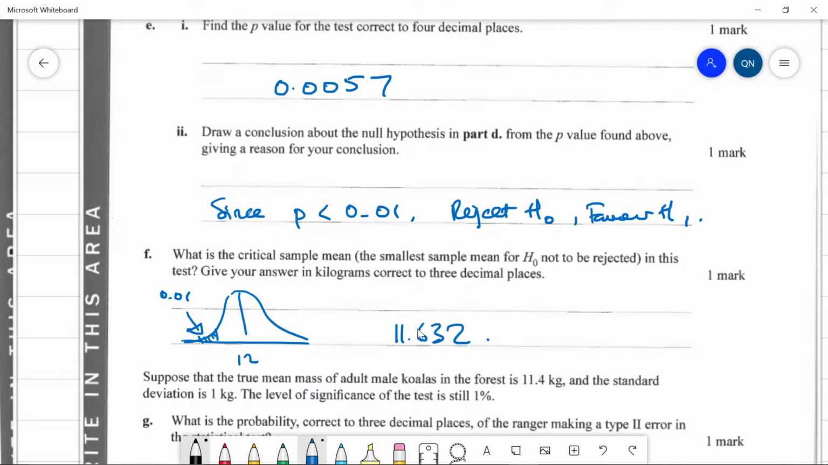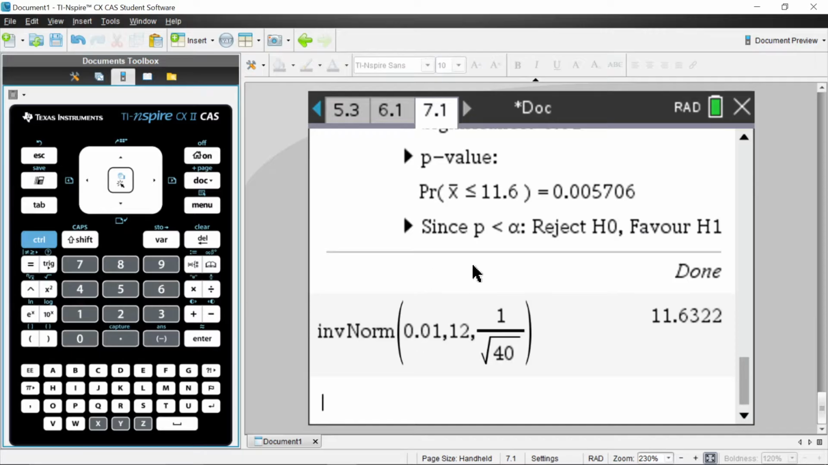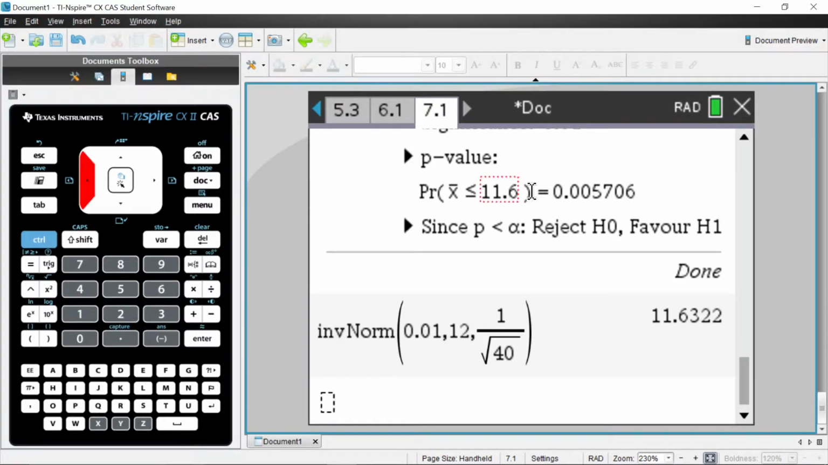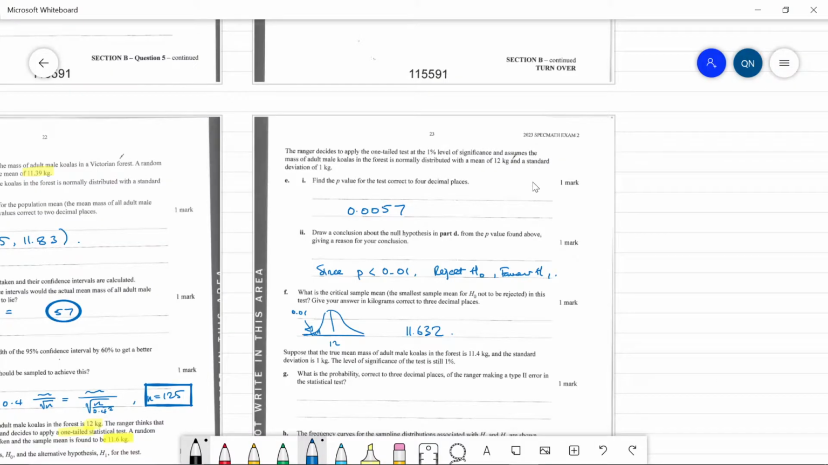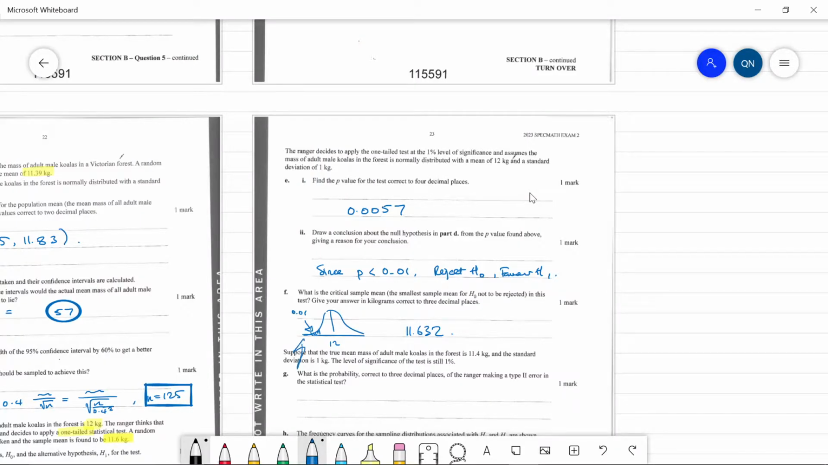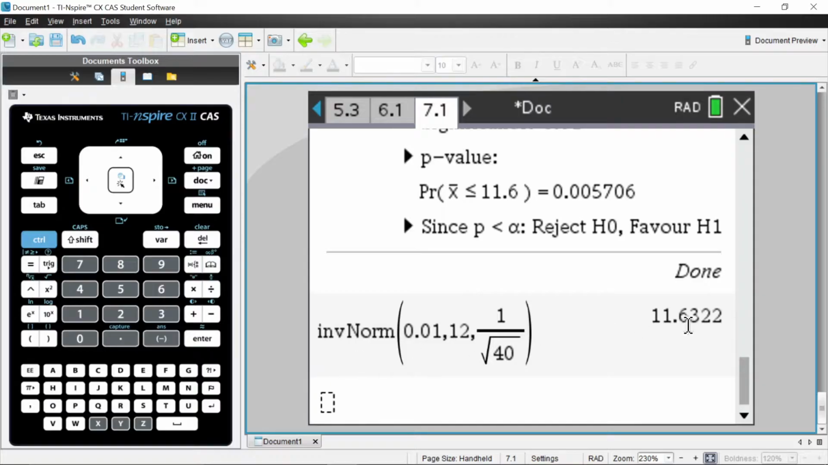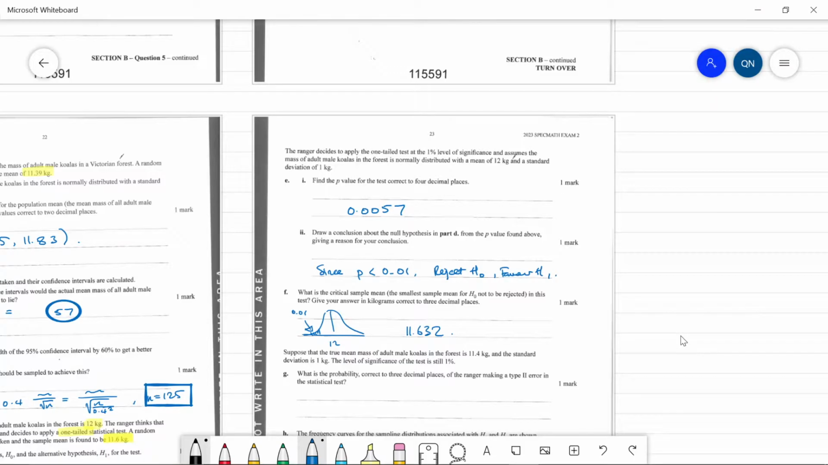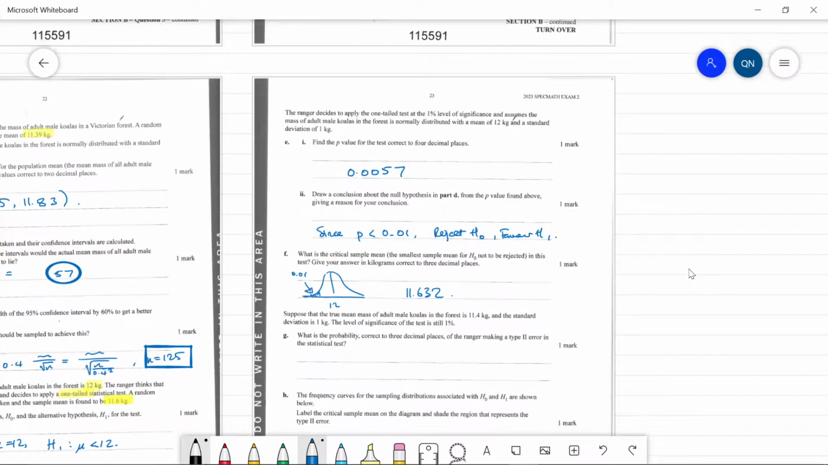Right, so as you can see, the sample mean we had before was 11.6. That was too large, so we didn't reject, sorry, 11.6. Yeah, this was slightly too small. So that means we reject H0 because it was too far to the left. But yeah, this is bigger, and it's just enough so that you don't reject. All right.